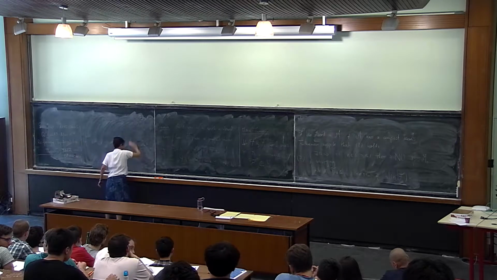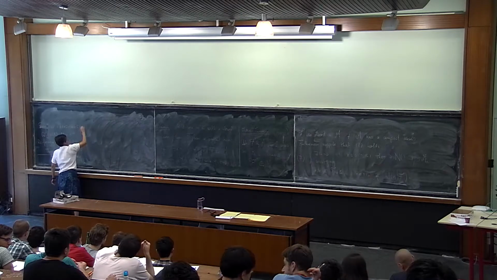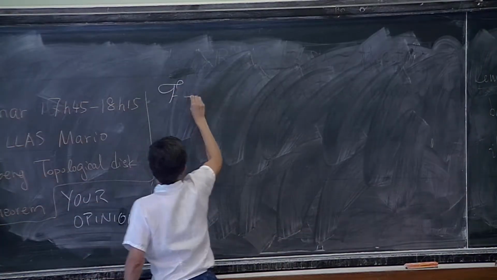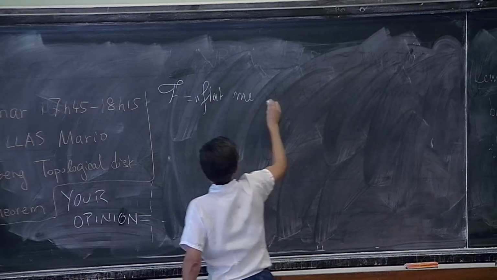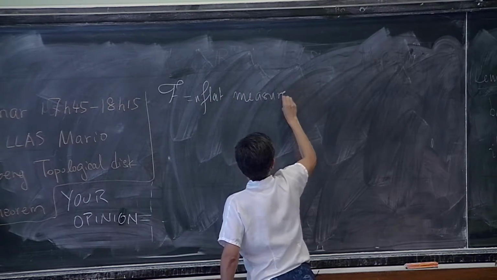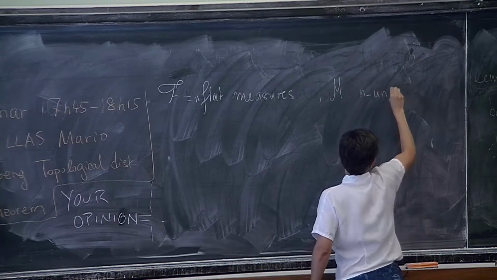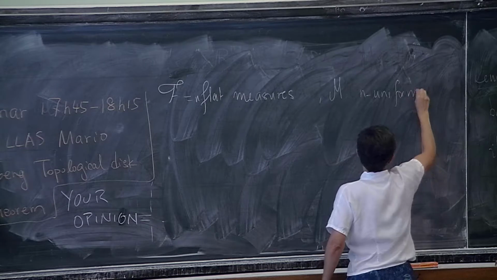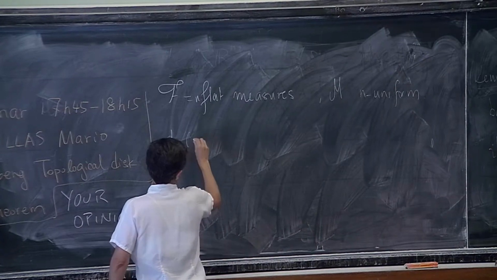And so, for the rest of the lectures, F are going to be the flat ones and flat measures. M are going to be the n-uniform. And we are going to compute dr of eta.